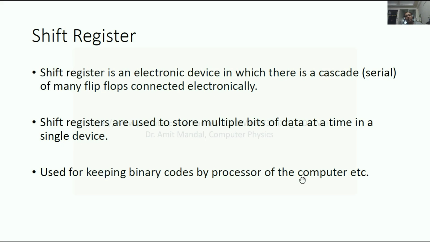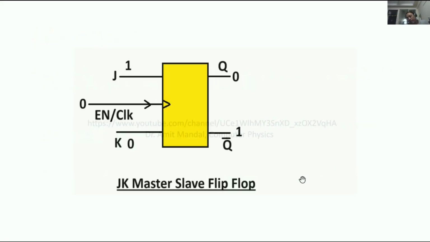Before proceeding, I would like to recap the JK master slave flip-flop, or simply the flip-flop, which I have already demonstrated in my previous lecture. In case you want the details, the link is over here. But right now I will take a short brief and then proceed. You can see that this is a JK flip-flop. J and K are the inputs, and Q and Q naught are the outputs.